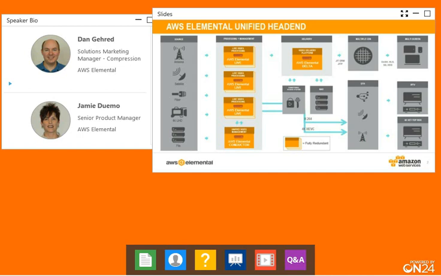Okay, well, you mentioned some of the organizational stuff there, but we'll get onto that later. Just in terms of the technology, what developments are there in the market that are helping to underpin the unified headend?